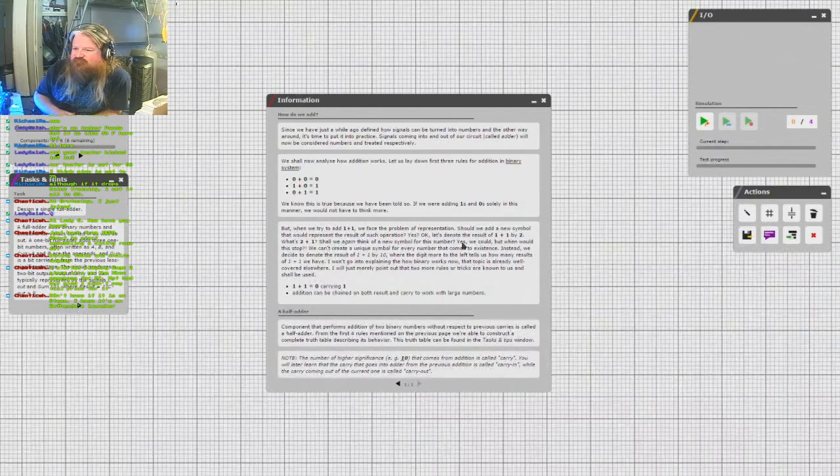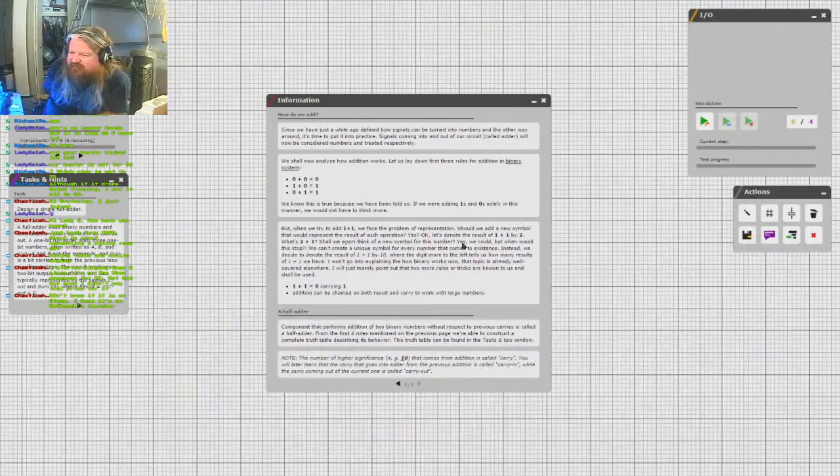Instead, we decide to denote the result of 1 plus 1 by 10, where the digit more on the left tells us how many results of 1 plus 1 we have. I won't go into explaining how binary works now. The topic was already well covered elsewhere. I'm just merely pointing out that 2 more rules or tricks are known to us and shall be used. 1 plus 1 equals 0, carrying 1. Addition can be chained on both result and carry to work with larger numbers.